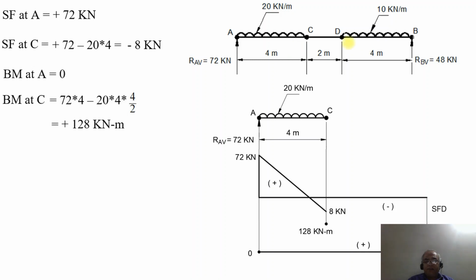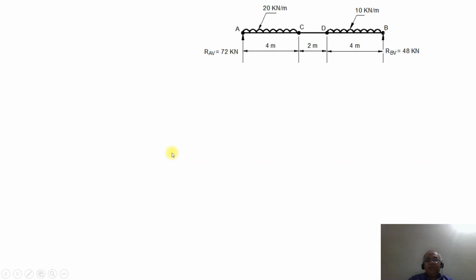So we start from the bending moment at the point A as 0 and the bending moment at the point C as 128 kilonewton meter. We cannot join between these two, because the bending moment is changing its sign from positive to negative, so there is a possibility of having the maximum bending moment. That we will try to analyze after analyzing all the points. Now we will go for the next consideration.